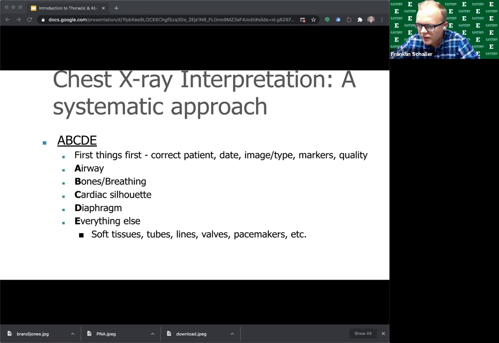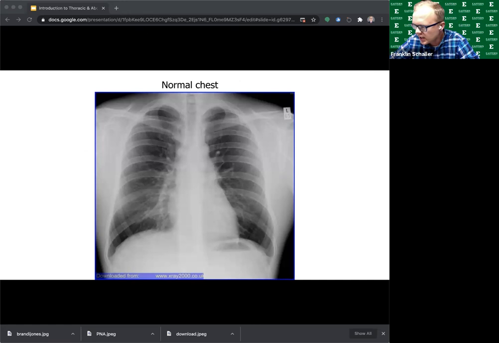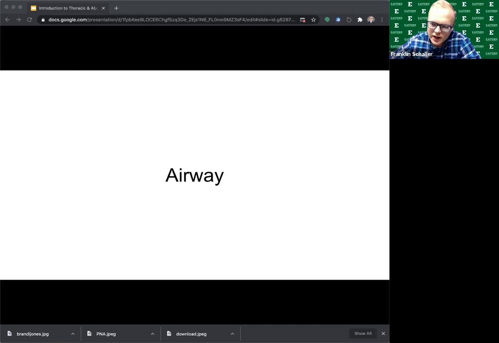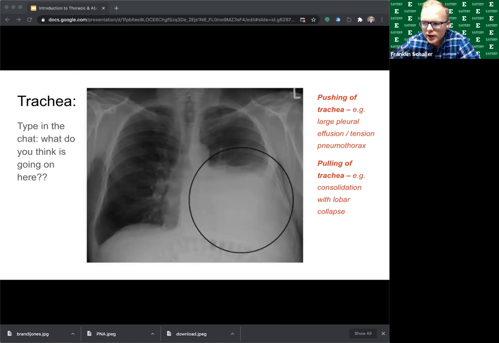Again, normal chest: super important to familiarize yourself with what a normal chest looks like. Now let's jump through each of those letters in our A, B, C, D, E mnemonic. A is for airway. It's kind of important, right? So with the airway, initially we're going to want to evaluate the trachea, and you're going to ask yourself, is it midline? Perhaps there is a pathology that is causing some tracheal deviation. A pathology that might push the trachea away could include a large pleural effusion or a tension pneumothorax. A pathology that pulls the trachea could include a consolidation with a lobar collapse.